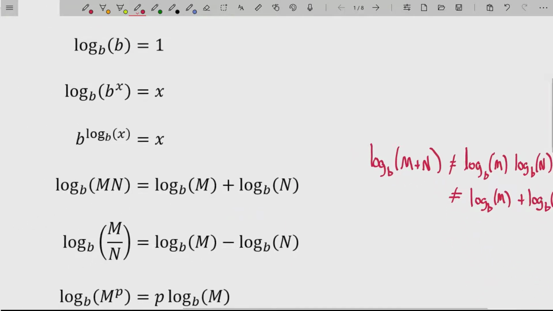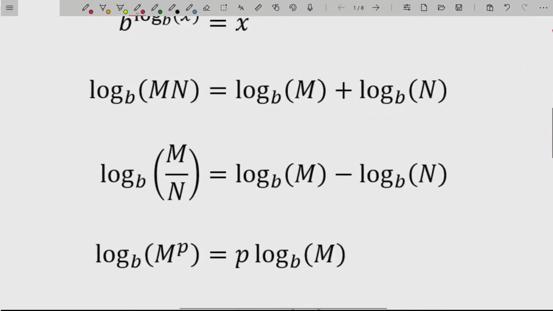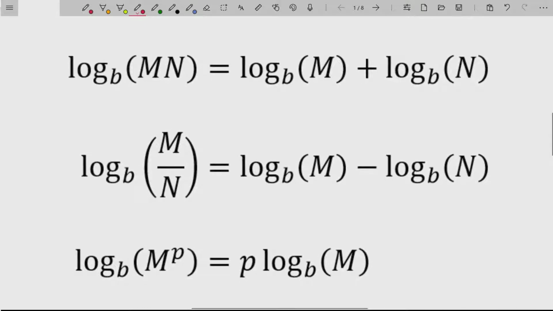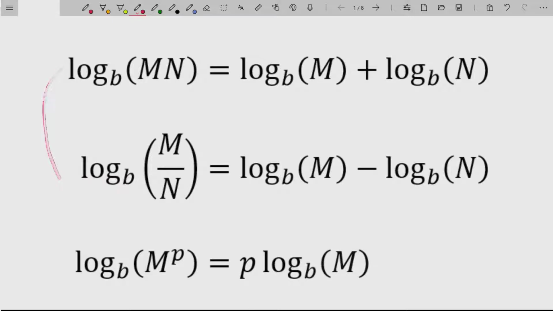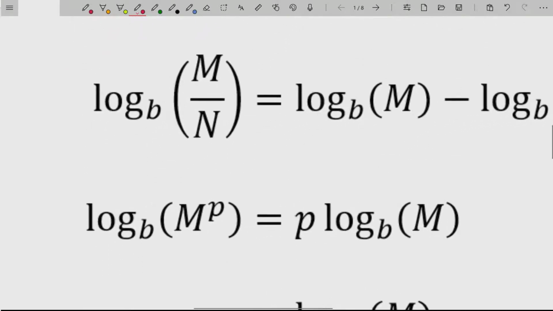All right. The next property, which is the quotient property, log base b of a quotient, m divided by n, is just log base b of m minus log base b of n. These two right here end up being incredibly important in calculus. So you have to know those and be intimately familiar with them. This next one down here is also one of the most important properties as well. Log base b of m to the p power is p times log base b of m.